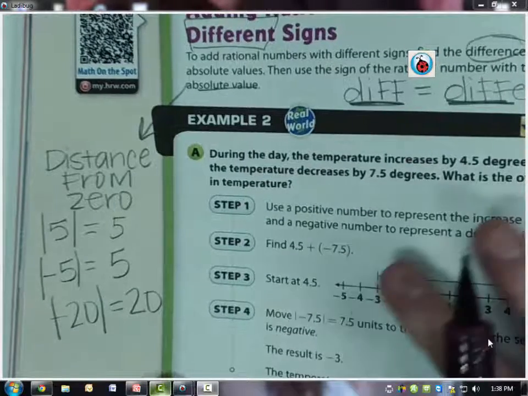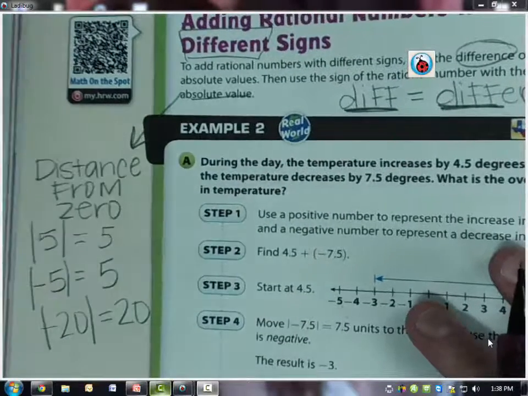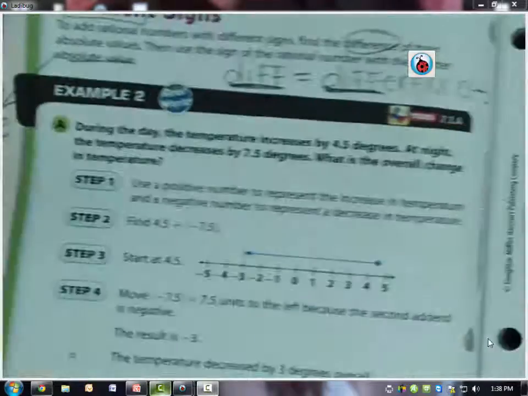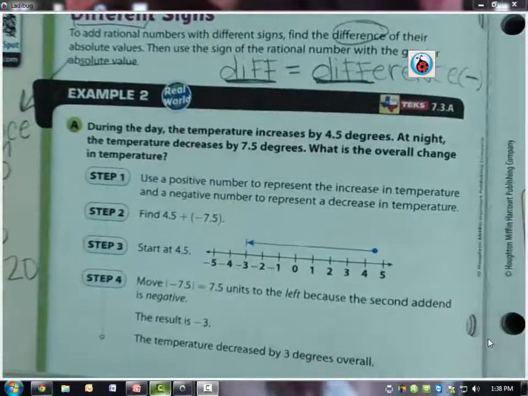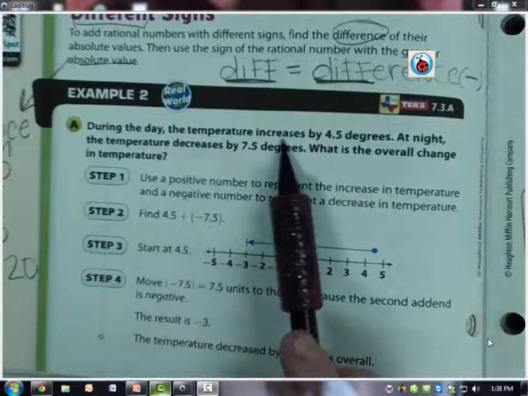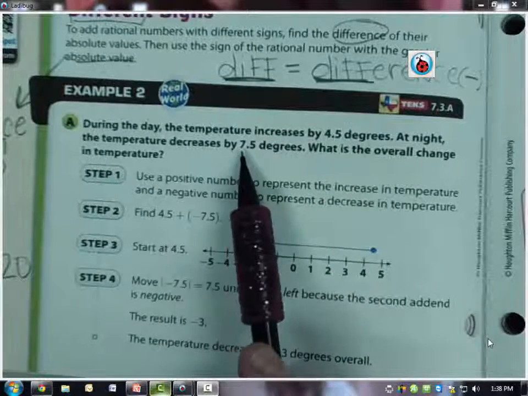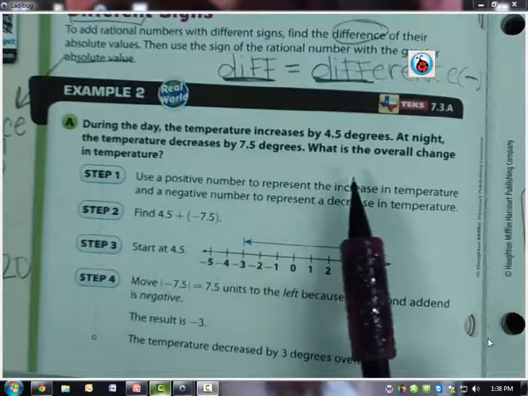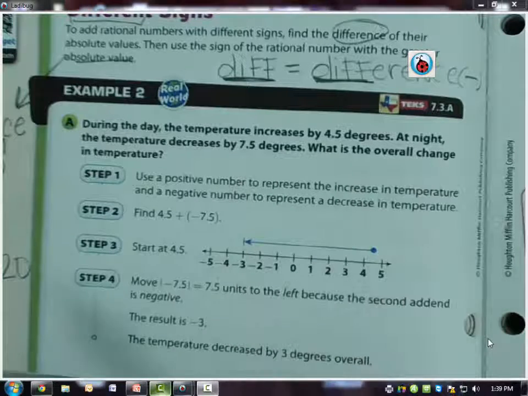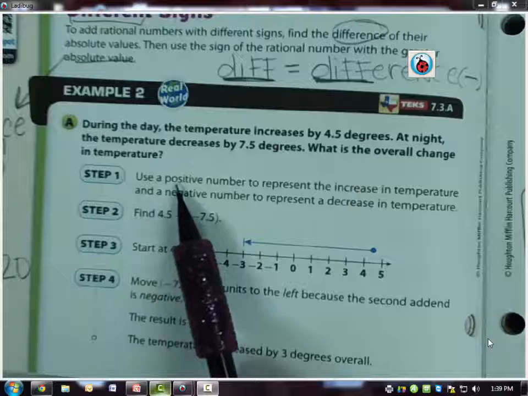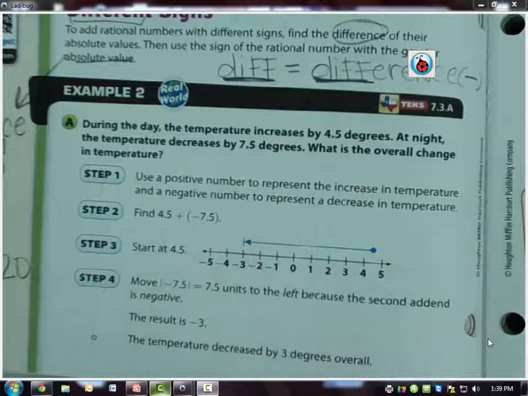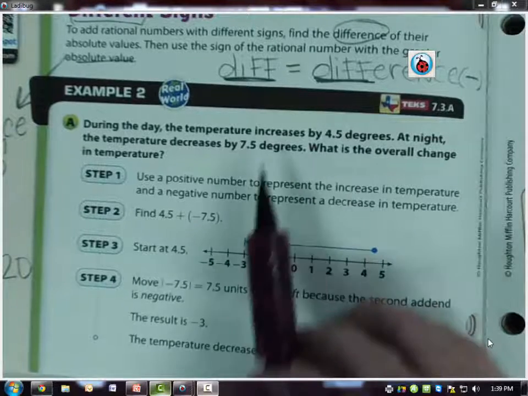Okay, let's read this. During the day, the temperature increases by 4.5 degrees. At night, the temperature decreases by 7.5 degrees. What is the overall change in the temperature? Step 1. Use a positive number to represent the increase in temperature and a negative number to represent the decrease. So we increase and decrease. Of course, y'all should know increase means we go up. Decrease means we go down. So in relation to our number line, that's exactly what we're doing.